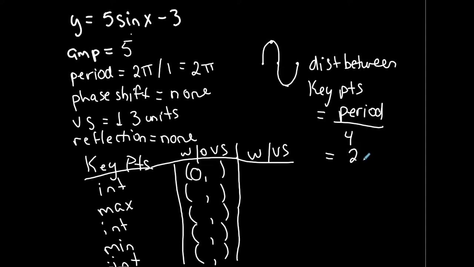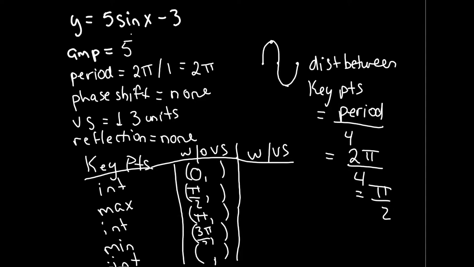So the period in this case is 2 pi, cut it into 4 pieces, simplifies into pi over 2. So I'm going to count by pi over 2, and the distance between each of these x coordinates will be pi over 2. So 0 plus pi over 2 is pi over 2. So the second x coordinate is pi over 2. Pi over 2 plus pi over 2 is 2 pi over 2, or pi. 2 pi over 2 plus pi over 2 is 3 pi over 2. I'm running out of space. 3 pi over 2 plus pi over 2 is 4 pi over 2, or 2 pi. I don't know if you can read that.